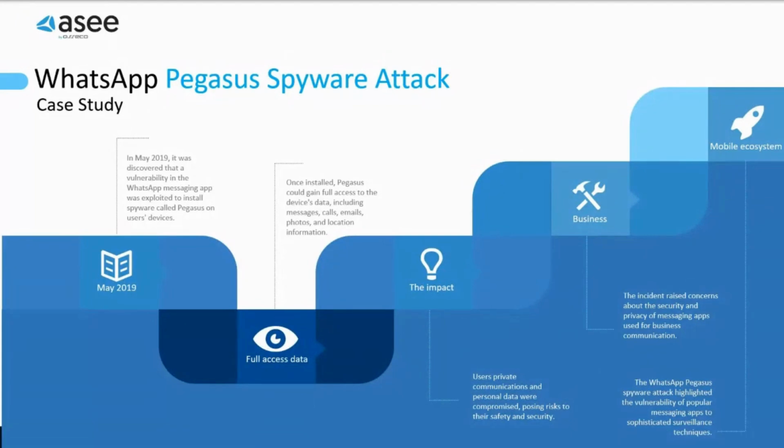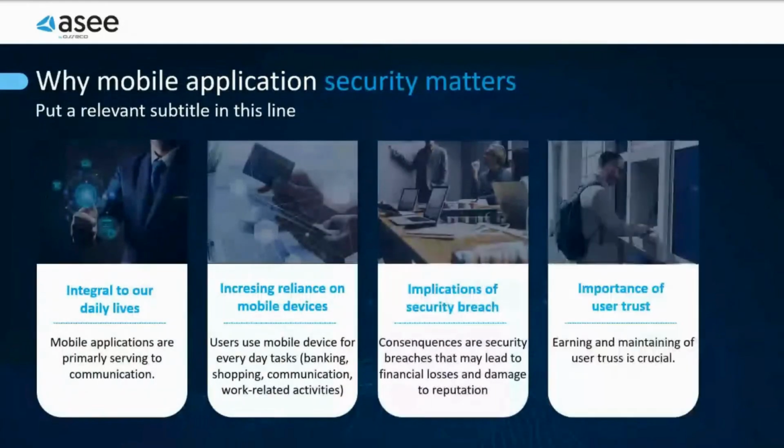This led to a big impact on the overall mobile ecosystem, because the WhatsApp Pegasus spyware attack highlighted the vulnerability of popular messaging apps to sophisticated surveillance techniques. It underscored the need for stronger security measures and regular updates to protect against such threats in the mobile ecosystem. This leads us to why mobile application security matters.